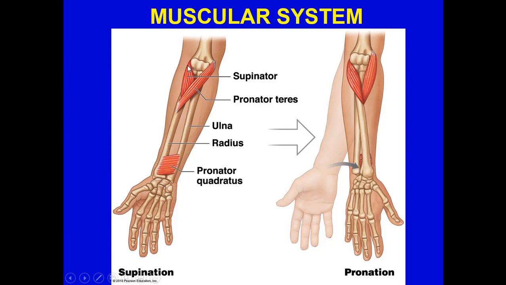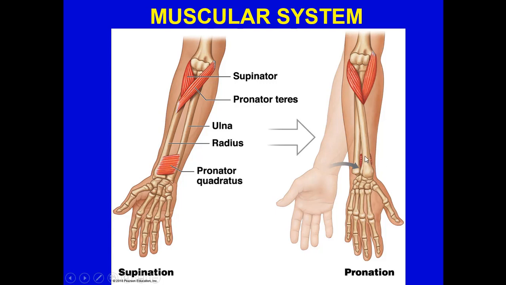Here is the supinator muscle, the pronator teres. Here is the pronator quadratus. This is the ulna, this is the radius. So in supination, both of these are parallel, but what I want to do is turn so that the thumb will be over here, such as what you see here with pronation.